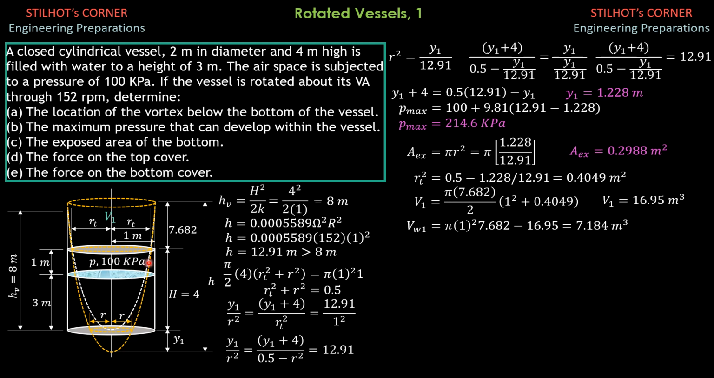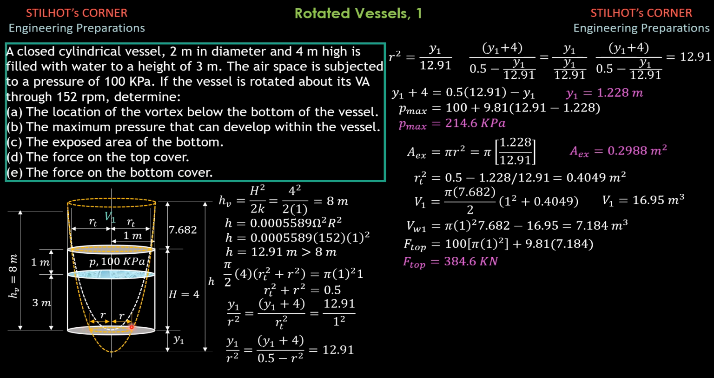So finally, we can compute the force at the top, which is pressure, this is constant 100, times the area of the top cover, which is the area of a circle, pi 1 square. Then we add 9.81 times 7.184, the volume of water above the top cover. So the force on the top is equal to 384.6 kilonewtons.